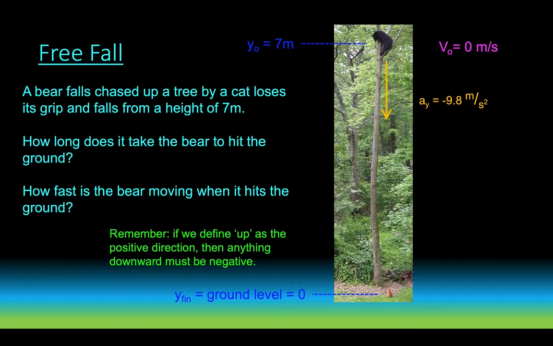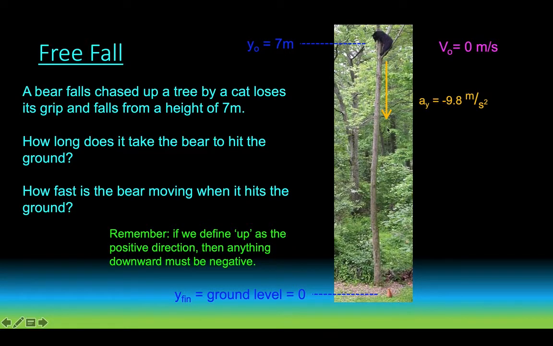After the bear loses its grip, gravity will be pulling it downward. But let's think about that. An infinitesimal moment before the bear loses its grip, it's going to have a velocity of 0. An infinitesimally short time after the bear loses its grip, we're claiming it has an initial velocity of 0.